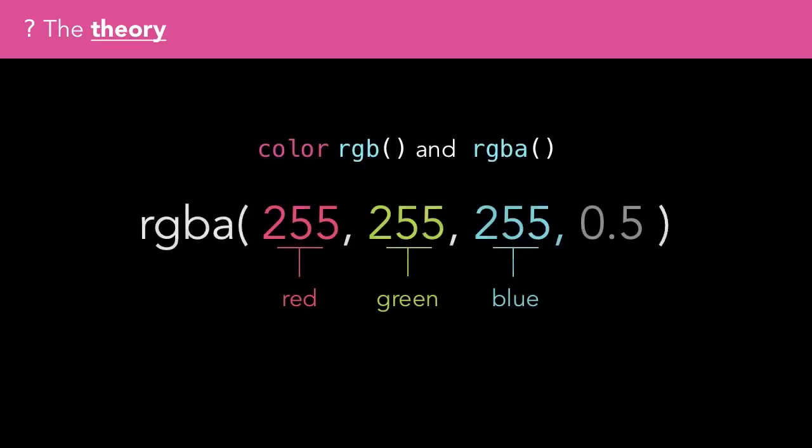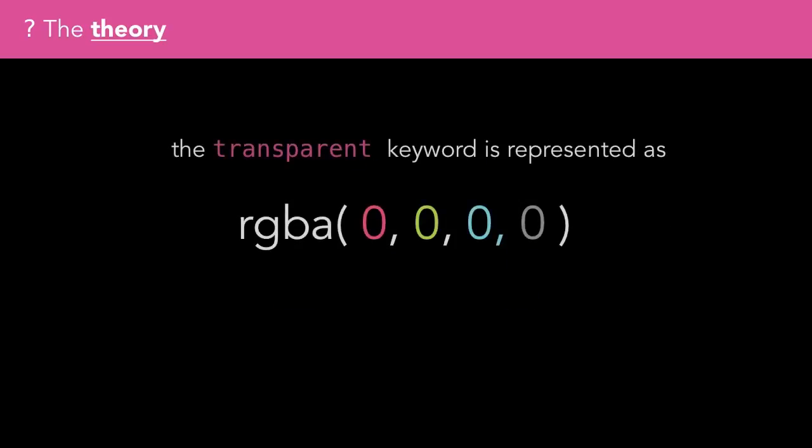With RGBA, we can make semi-transparent colours. Here, a 4th value known as alpha determines the opacity of a colour. This value is a decimal ranging from 0 to 1, where 0 is completely transparent and 1 is completely opaque. The transparent keyword is represented as RGBA 0, 0, 0, 0.